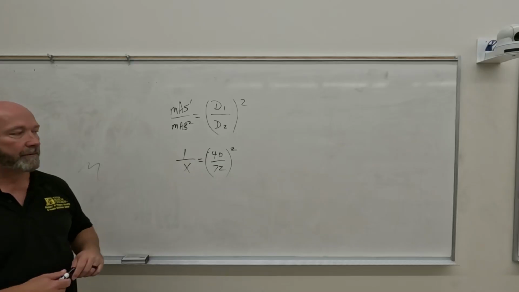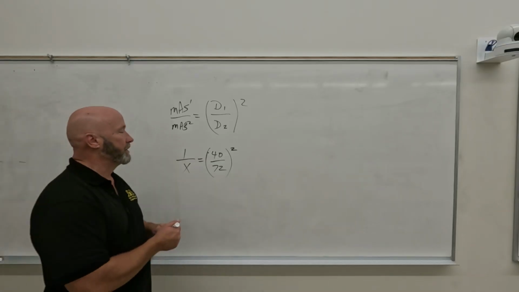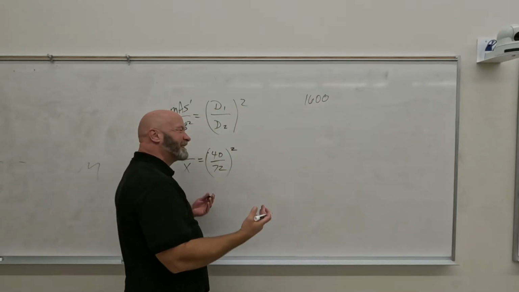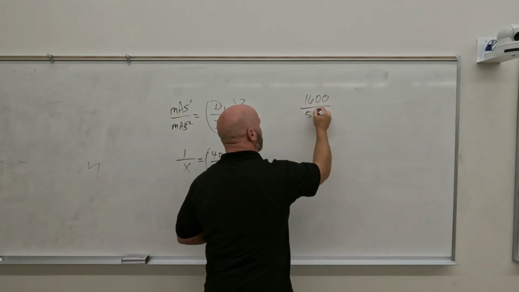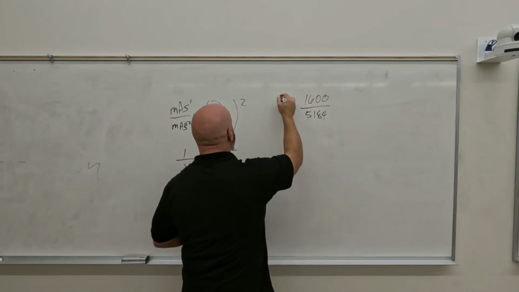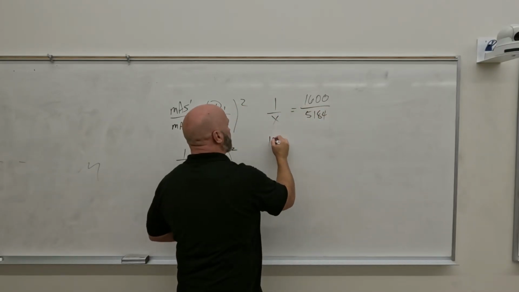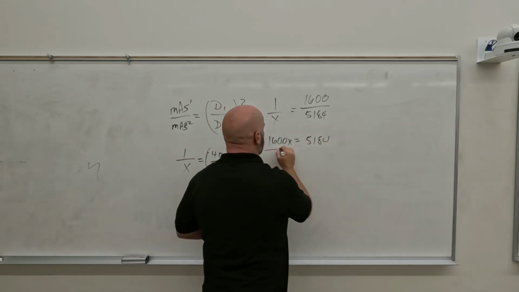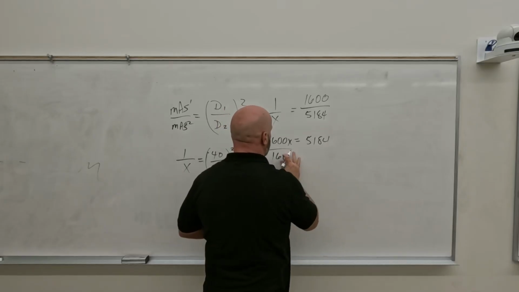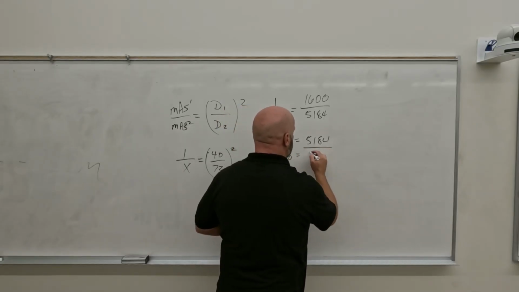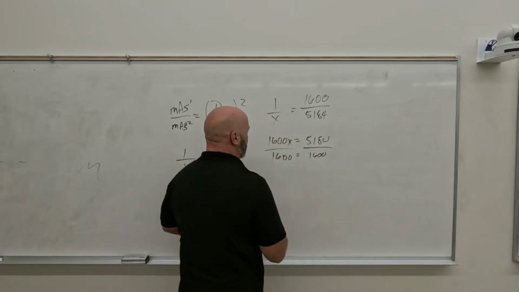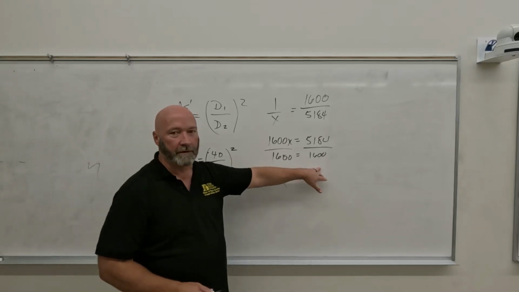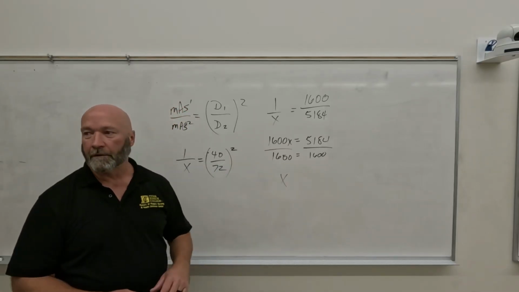Okay, what's our first step here? Square. So we're going to go 1,600, and you can divide that out if you want to. This is easier for me. 1,600 over 5184 is equal to 1 over x. 1,600x is equal to 5184, divided by 1,600. What do you think we're going to have over here? 3.24. It's 3.24.